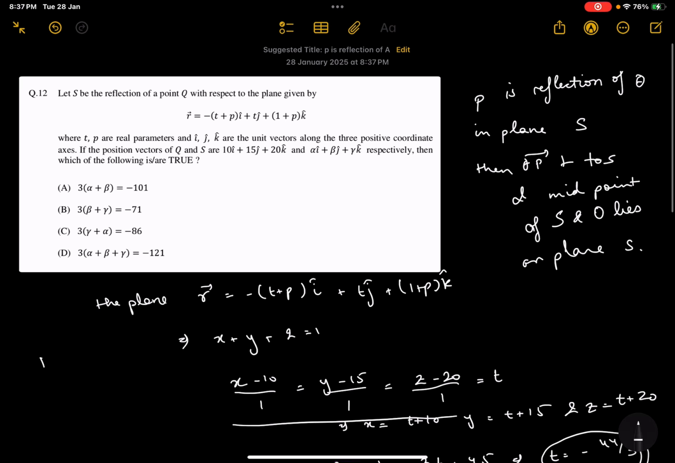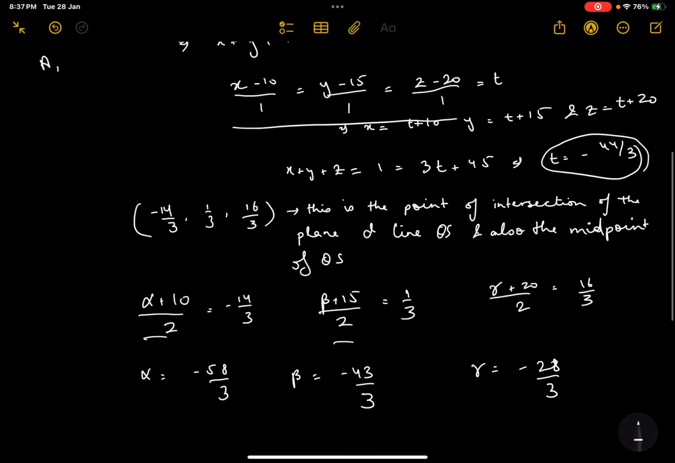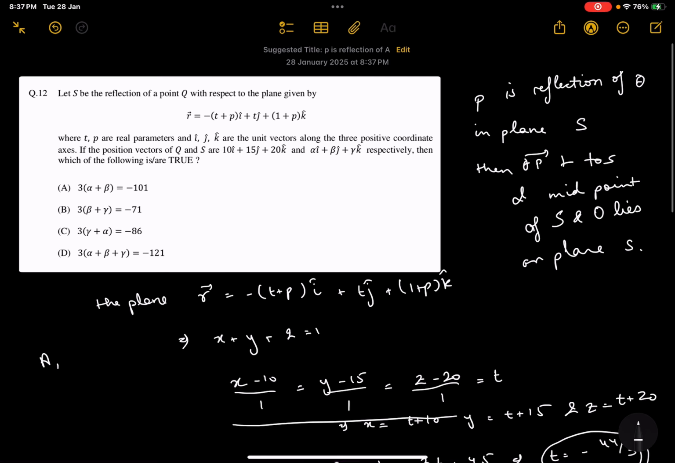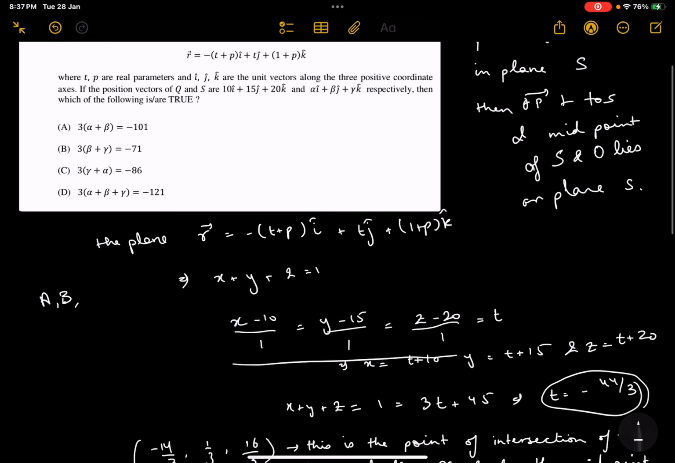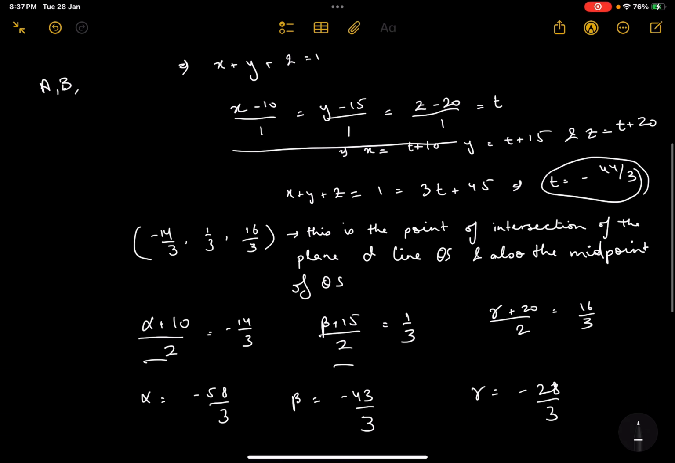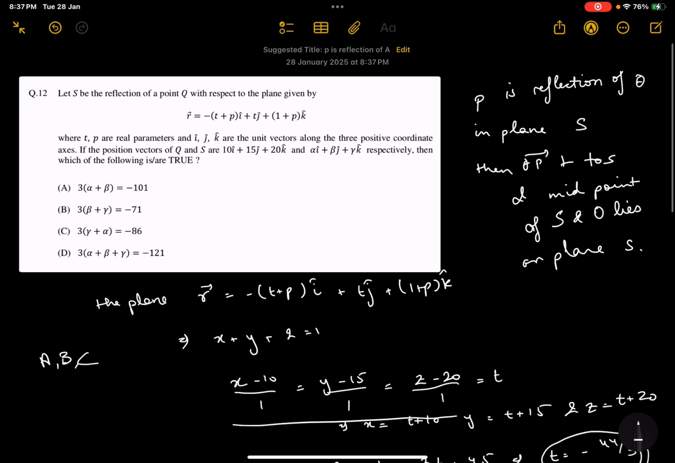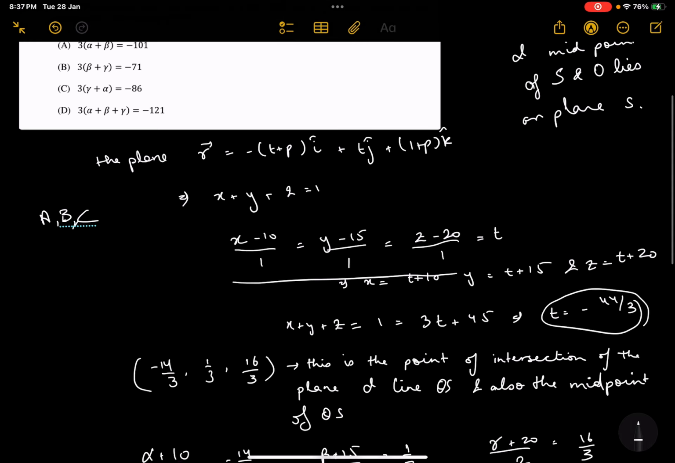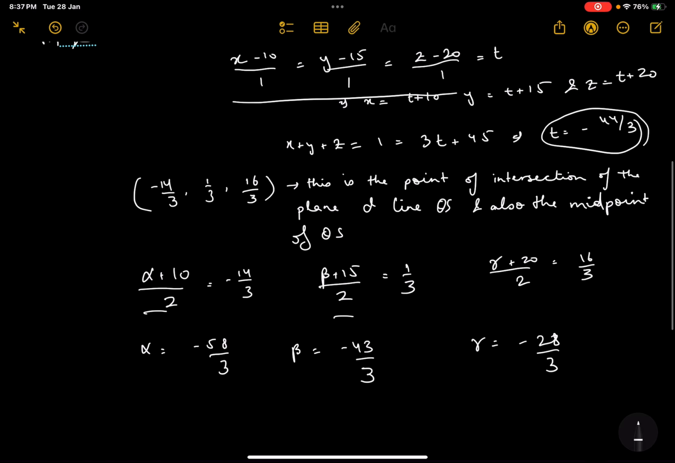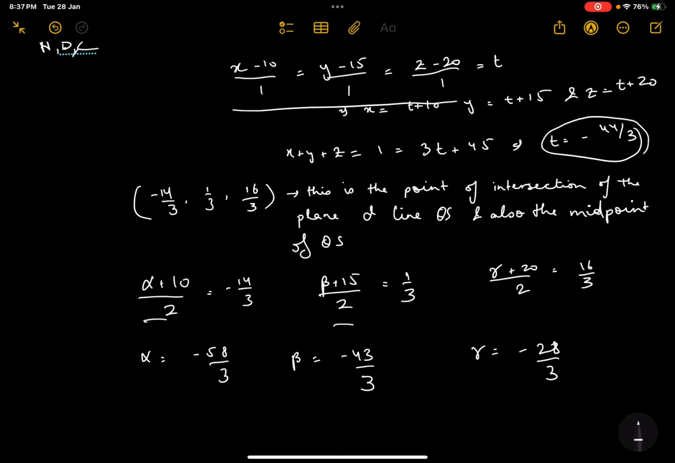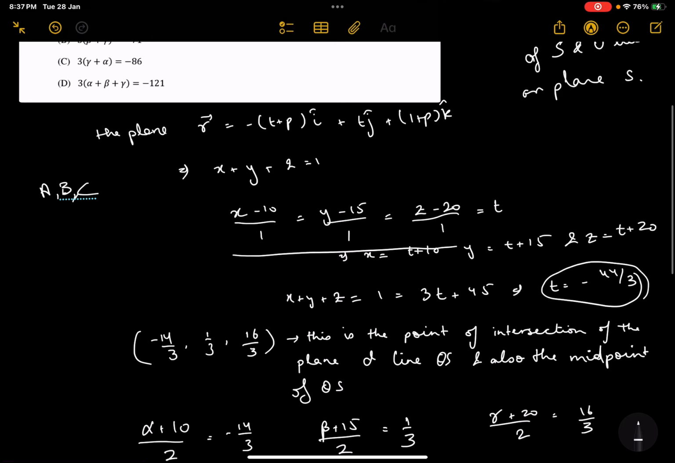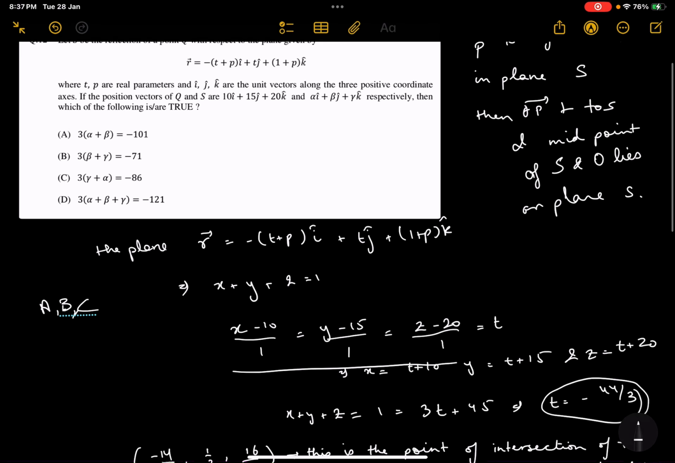So A option is correct. Beta plus gamma into 3 is minus 71. So B is also correct. Gamma plus alpha times 3 is also 86. So C is also correct. Alpha plus beta plus gamma is minus 129 by 3, so D is incorrect. So the answer is A, B, C.